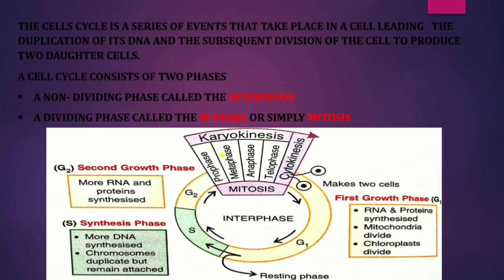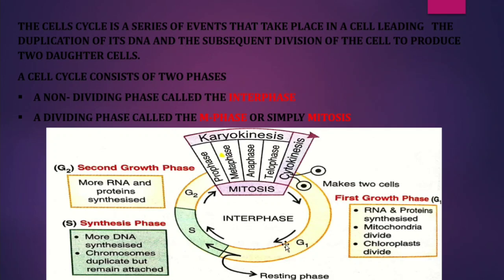Cell cycle. The cell cycle is a series of events that take place continuously in a cell, leading to the duplication of its DNA and the subsequent division of the cell to produce two daughter cells. It has two phases. One is the non-dividing phase called the interphase, and the dividing phase called the M phase, or simply mitosis. In the interphase, three stages are there.